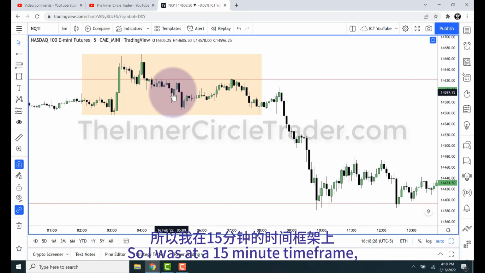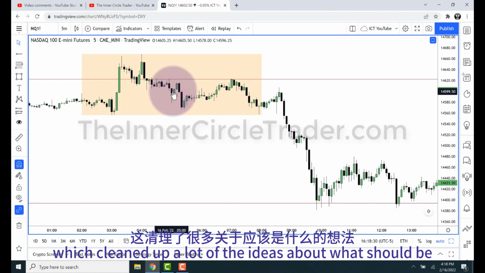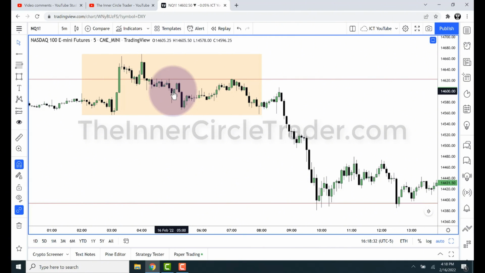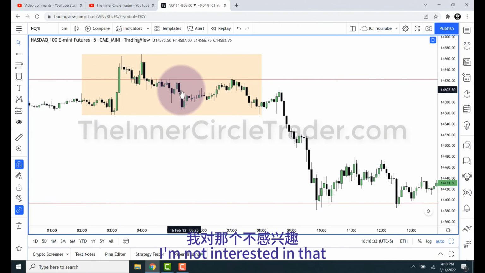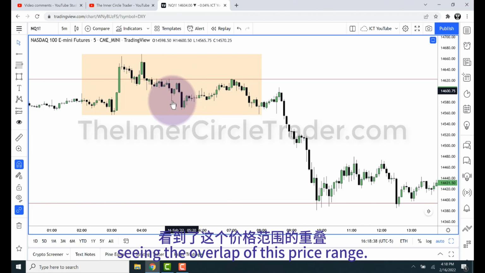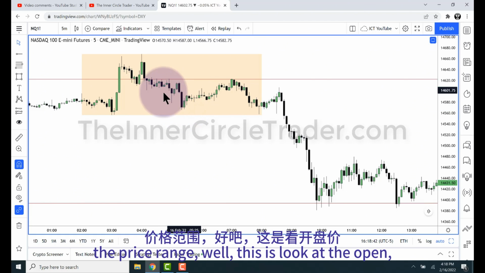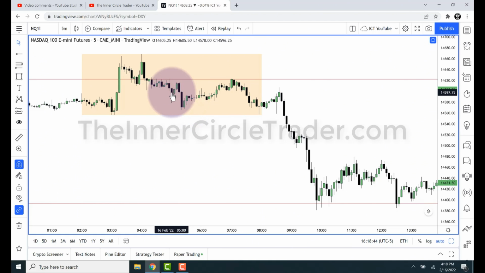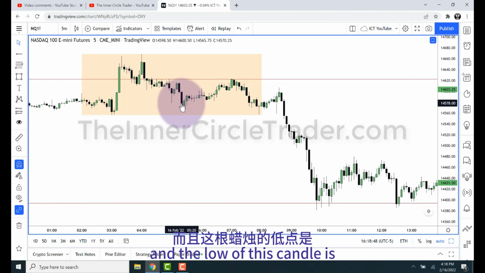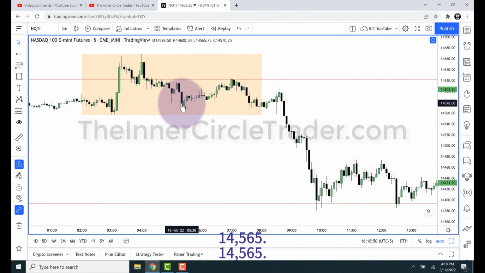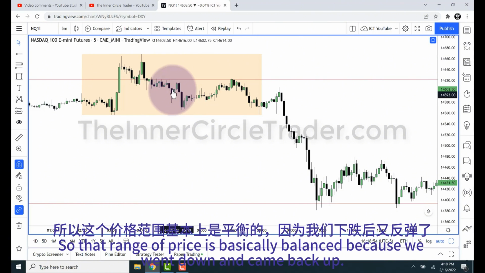So I was at a 15-minute time frame, which cleaned up a lot of the ideas about what should be an imbalance, what shouldn't be. So this one here, I'm not interested in that because we're already seeing the overlap of this price range. So in this area here, the price range, well, look at the open. The open is 14,605, and the low of this candle is 14,565. So that range of price is basically balanced because we went down and came back up.